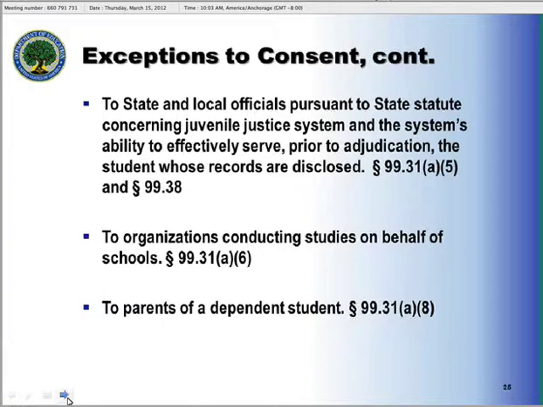This slide lists some other exceptions to the general consent rule that apply to LEAs. You should note that the regulations in December 2008 amended the studies exception to require a written agreement. You can read about these changes on our website.